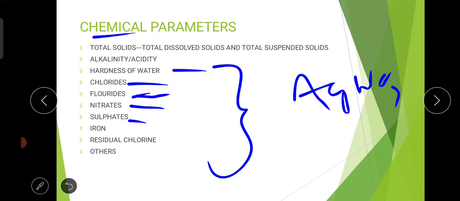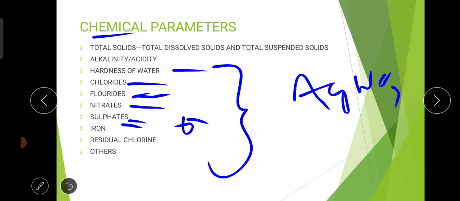Next one is iron. The presence of iron in the water itself shows as a light brownish color, which indicates iron contamination. Iron is very essential for blood formation, but at the same time it is a micro element. If it is taken in large quantity, it can make the blood toxic, and it will lead to many problems in the blood. It can be estimated by the colorimetric method or the spectrophotometric method. The limit is 0.3 mg per liter.